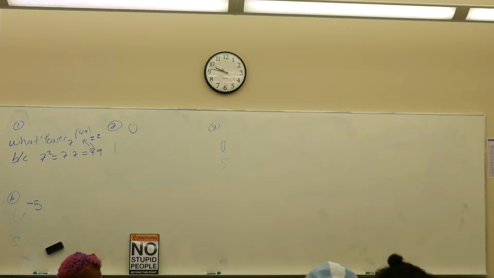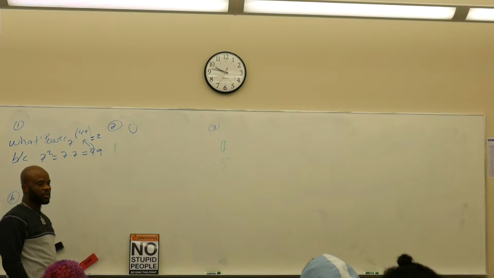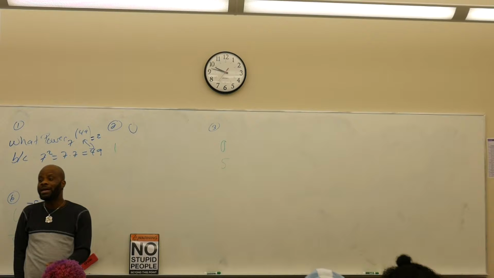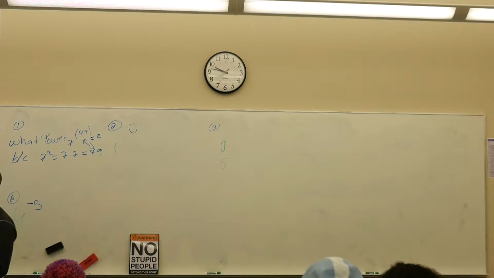Number two. Let's think about that. Very critical. What is number two asking? What power of 0 gives me 7? The question we're asking is, how many times can I multiply 0 by itself to get to 7?